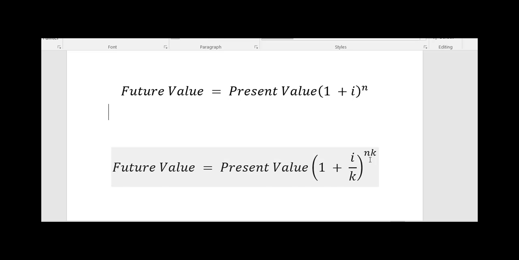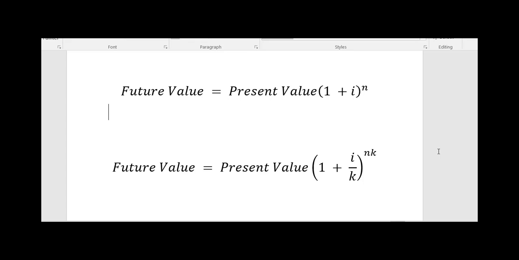So I've just cut the tape and I've brought a second formula on the screen. What I want you to notice is that the two formulas look a whole lot alike. The only difference is in the second formula, I've taken the interest rate, I, and divided by K. And I've taken the number of time periods I'm going to compound, the exponent in the first equation, and I've multiplied it by K. So what is K? K is the number of times per year that you plan on calculating interest. So if K was equal to 1, the two formulas would be the exact same formula.